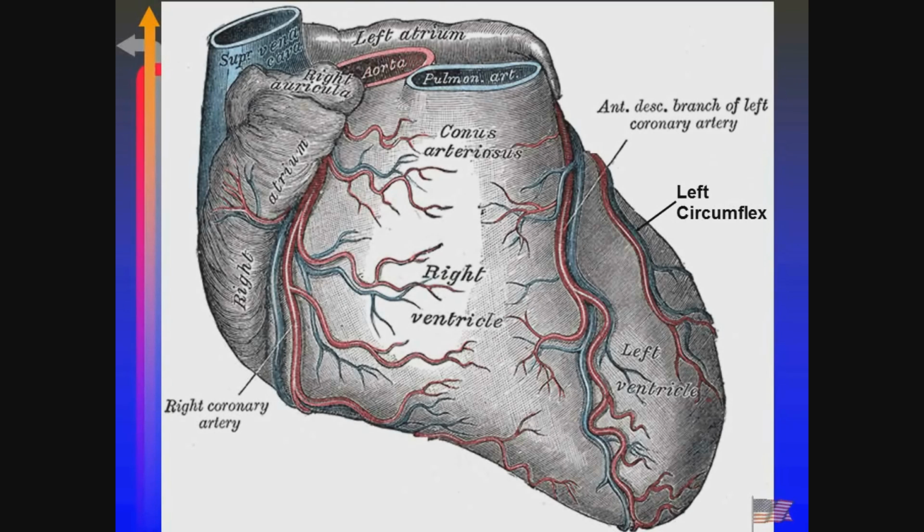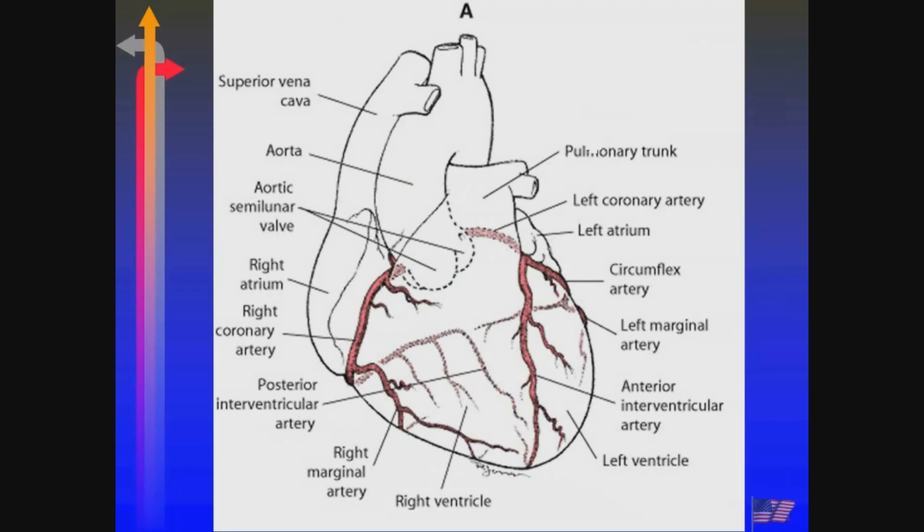What you can't quite see is where these two are joined back behind the pulmonary artery there. Here's probably a better view of it. Here's my left coronary artery branching off of the aorta, right coronary artery. It then branches into the circumflex and the anterior descending. Okay?